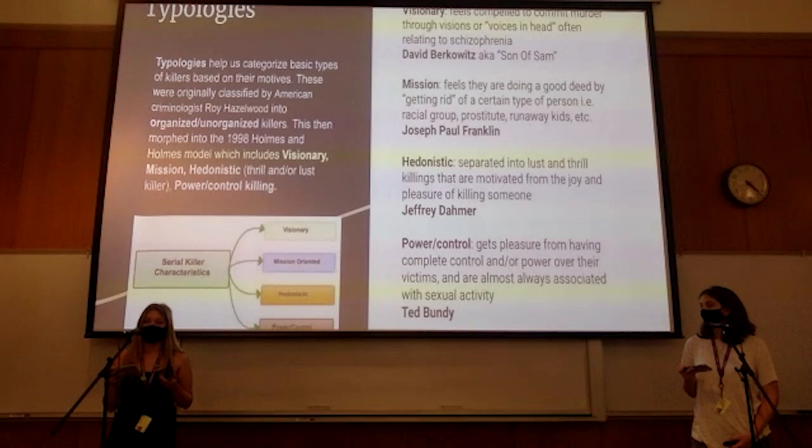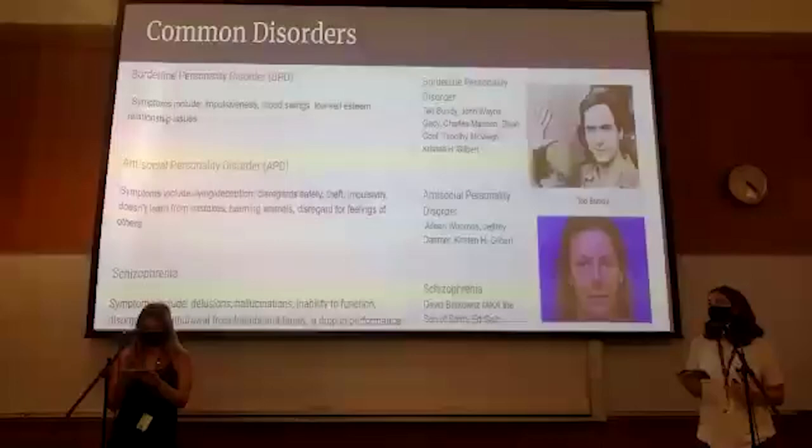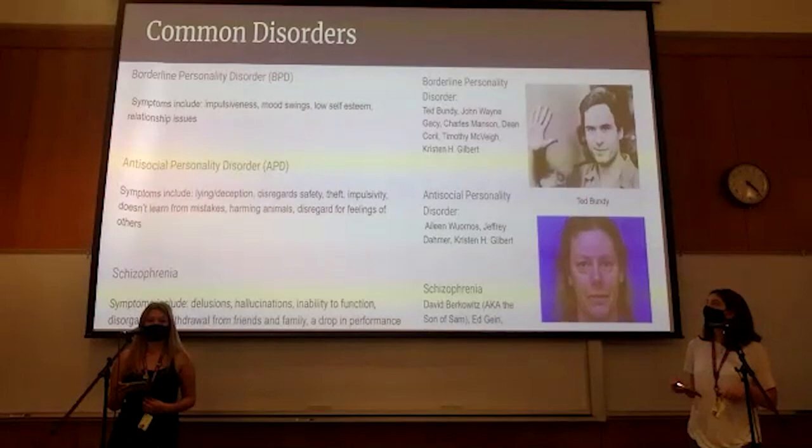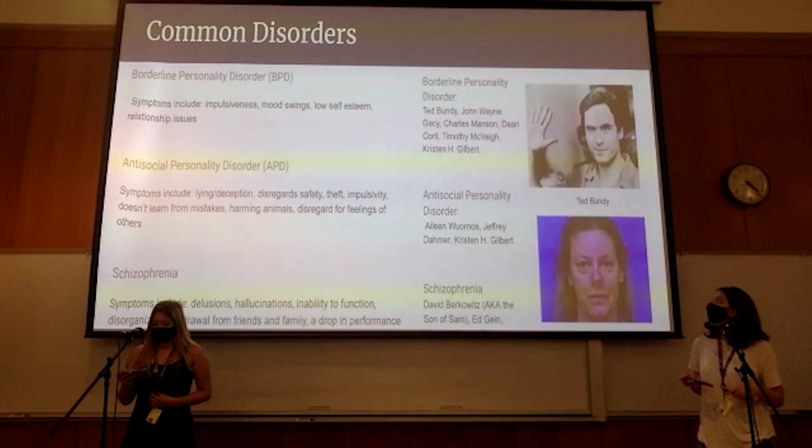associated with sexual gratification. So one of the most major correlations between serial killers is mental disorders. A lot of them have been diagnosed with some sort of disorder, and those can vary, but there are three that are more common. The first one is borderline personality disorder, which can include impulsiveness, mood swings, low self-esteem, and relationship issues. And some serial killers who were diagnosed with this are Ted Bundy and John Wayne Gacy.